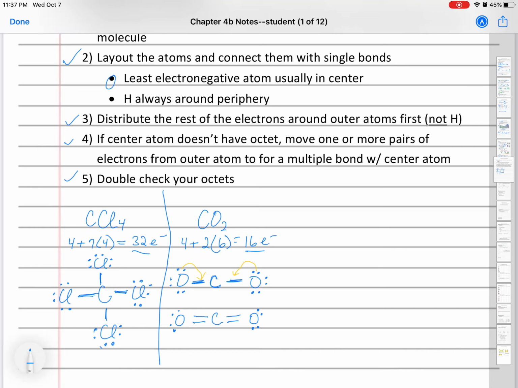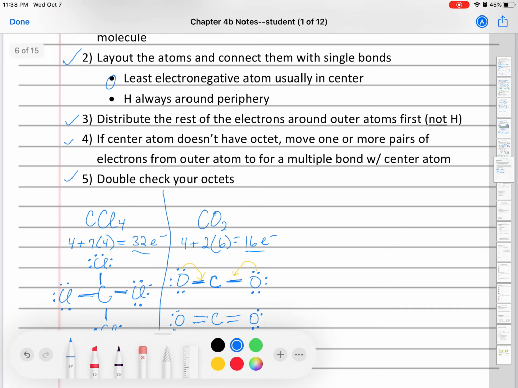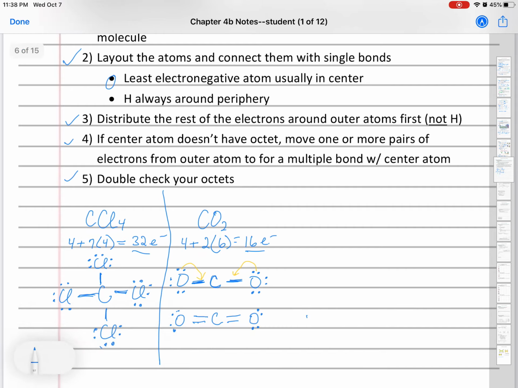Now we'll double check our octets. Oxygen has 2, 4, 6, 8, and carbon has, I want like a cursor. I don't know how to do that though. Oh well.